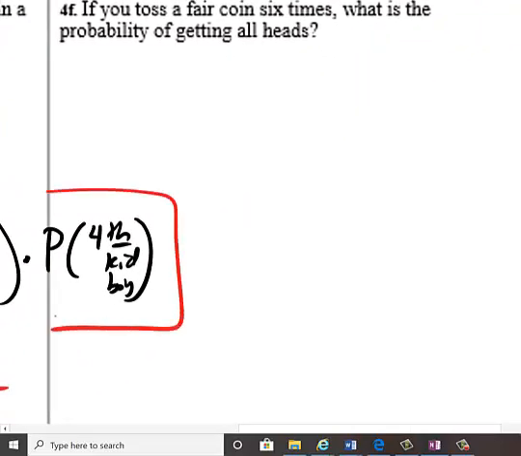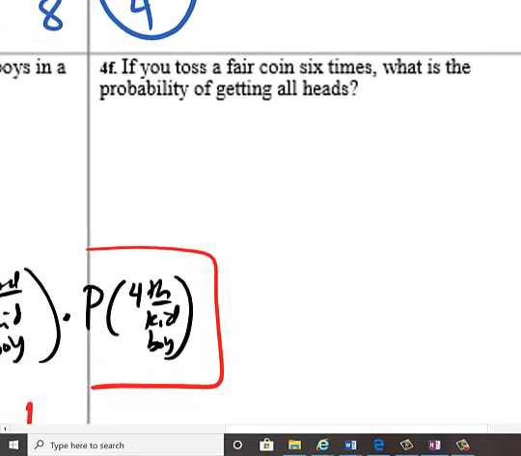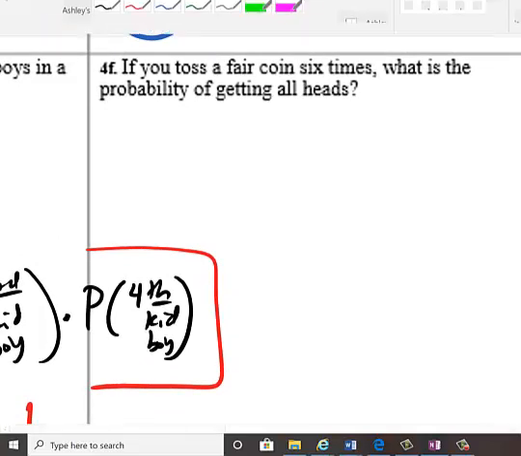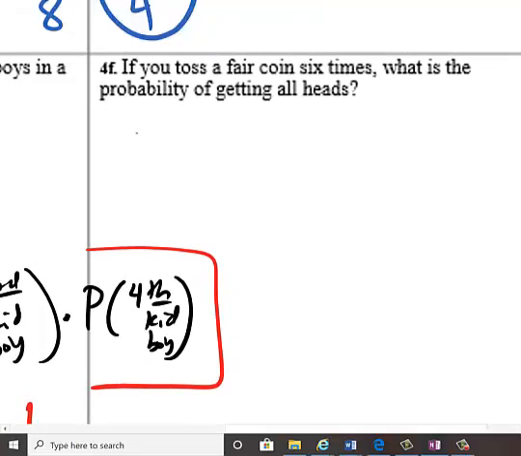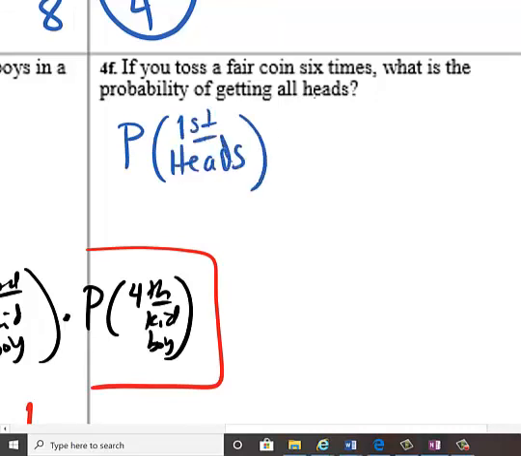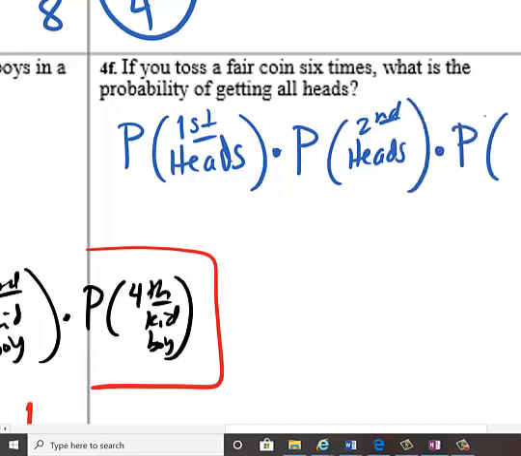So let's try this next one. They say, if you toss a fair coin 6 times, what is the probability of getting all heads? So I think that one would be really similar. You want the probability of the first being heads and the second one being heads, so it's going to be multiply. Yeah, I think this one and the previous one about having 4 boys and no girls, they're really similar. You're just multiplying the probability of getting heads 6 times or the probability of having a boy 4 times in the previous one.